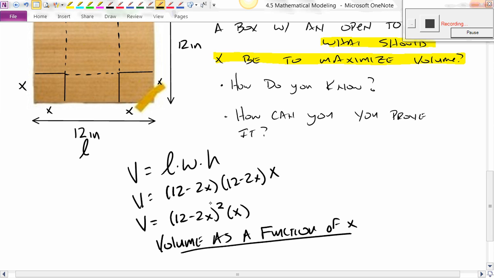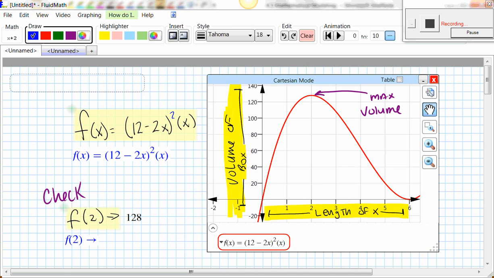Alright, so let's explore this one. I'm going to use FluidMath again. So 12 minus 2x squared times x. So let's go over here. I brought it up on this side. I kind of already had it done for you. So if I punch in f of x equals 12 minus 2x squared times x, and I graph it, notice I have to go pretty high on my volume, because I'm creating a volume, not area anymore. So not squared, it's cubed now. So I have to go up to about 130 or so on there.